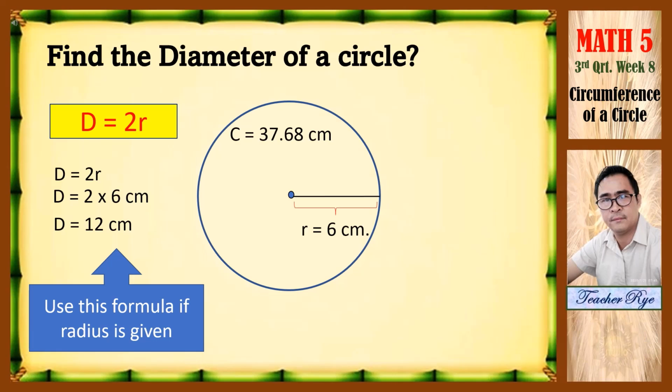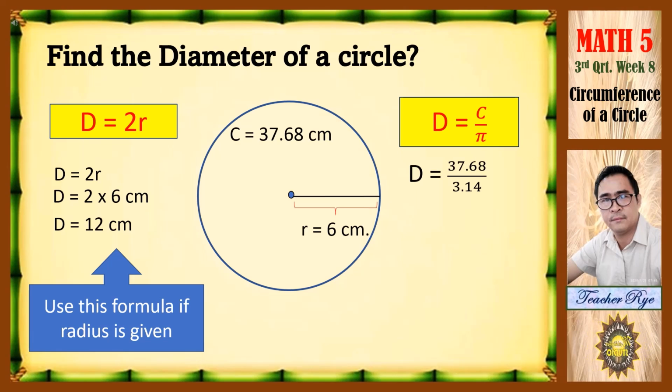So, paano natin i-compute ang diameter nito? Using this formula, diameter is equal to circumference over pi. Ngayon, i-substitute natin yung value ng circumference natin na 37.68 cm over the value of pi, which is 3.14. Then, i-divide natin. Ang final answer natin dyan na makukuha is 12 cm. So, the same sila dito sa unang formula na ginamit natin.